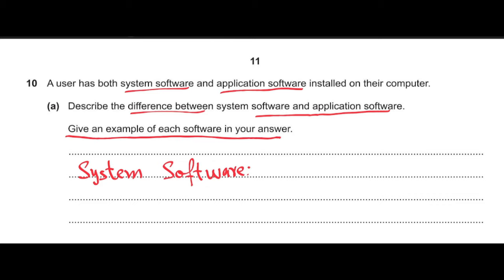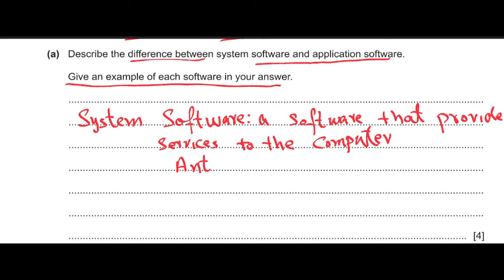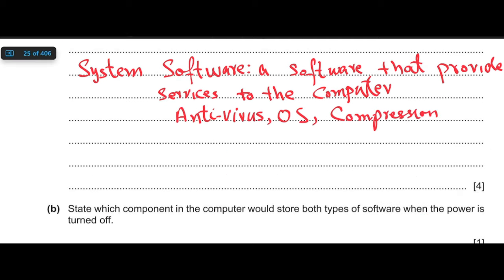System software. This type of software provides services to the computer. A software that provides services to the computer. An example could be antivirus, or maybe an operating system. What else can we have? We have compression software, etc.